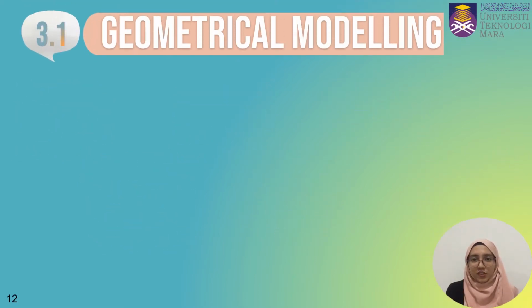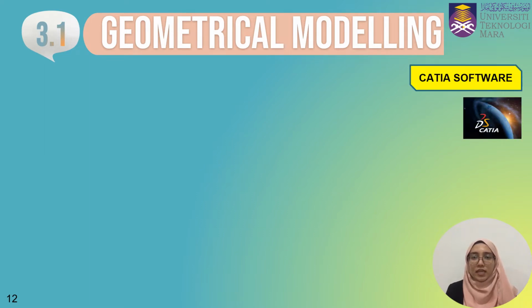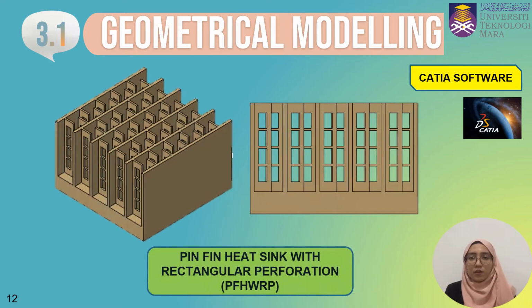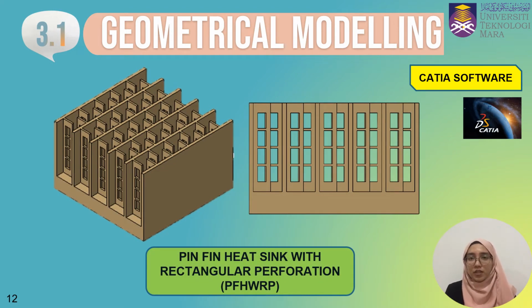The first methodology is geometrical modeling. There are 3 heat sink geometries for this study. For this modeling process, the heat sink model was designed by using CATIA software. The first design, as shown above, is called pin-fin heat sink with rectangular perforation. This design has 10 rectangular pin-fins between each plate fin. Then, for each pin-fin, there are 4 rectangular perforations.